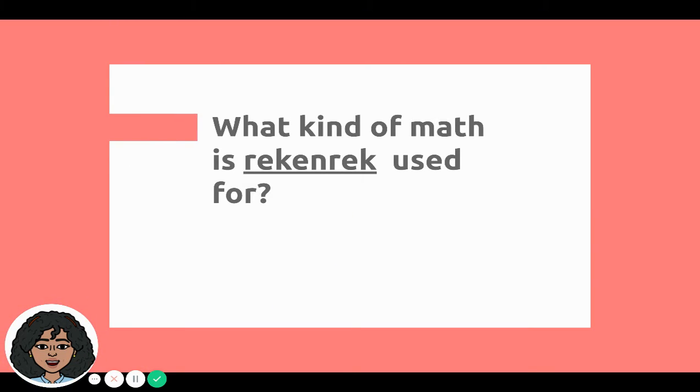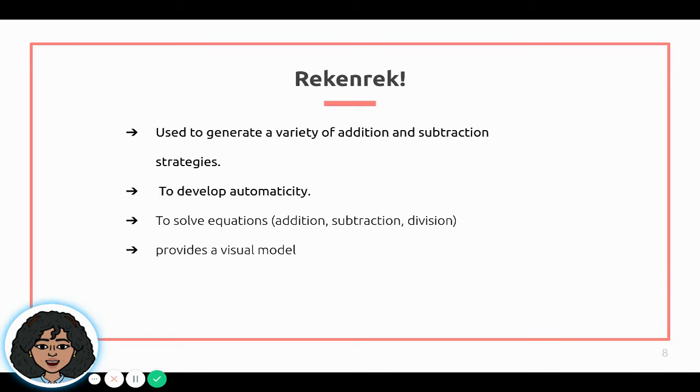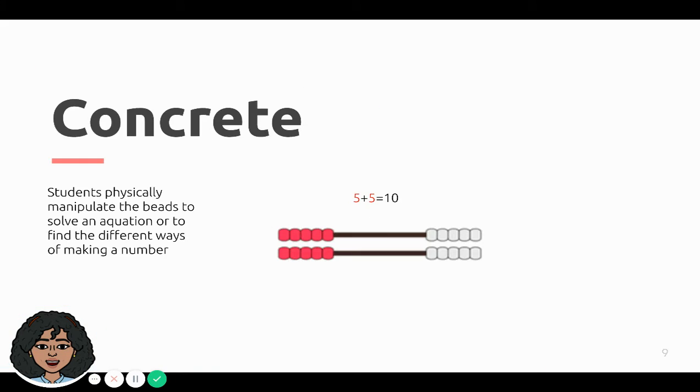What kind of math is Rekenreks used for? It is used to generate a variety of addition and subtraction strategies, to develop automaticity, and to solve equations such as addition, subtraction, multiplication, and division. And it also provides a visual model for visualization.